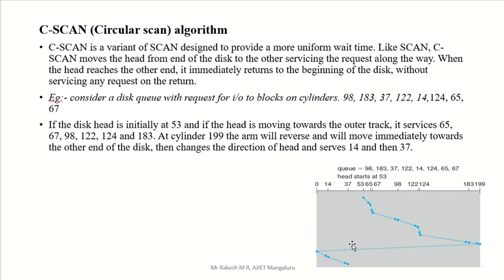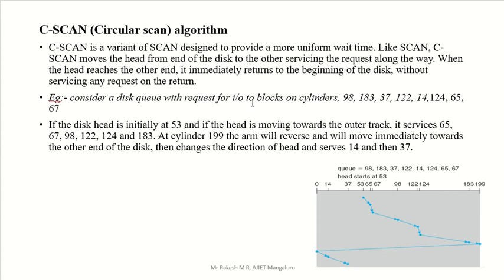But in S-scan, we are serving 37 and 14 while coming back. In C-scan, no need to serve while coming back, just an empty run, and again you have to start servicing from 0. So while returning, no need to serve anything. That is the method we are using in C-scan. So we will see that example.